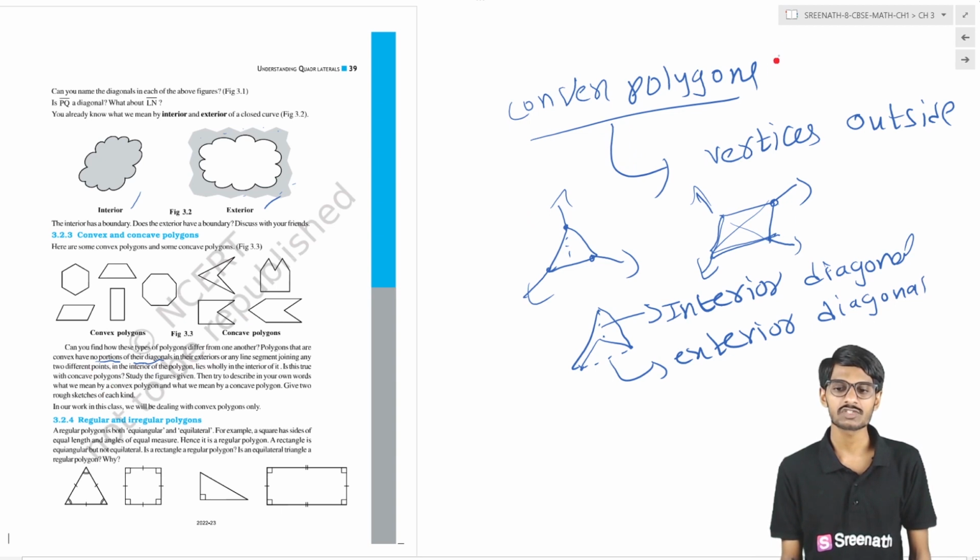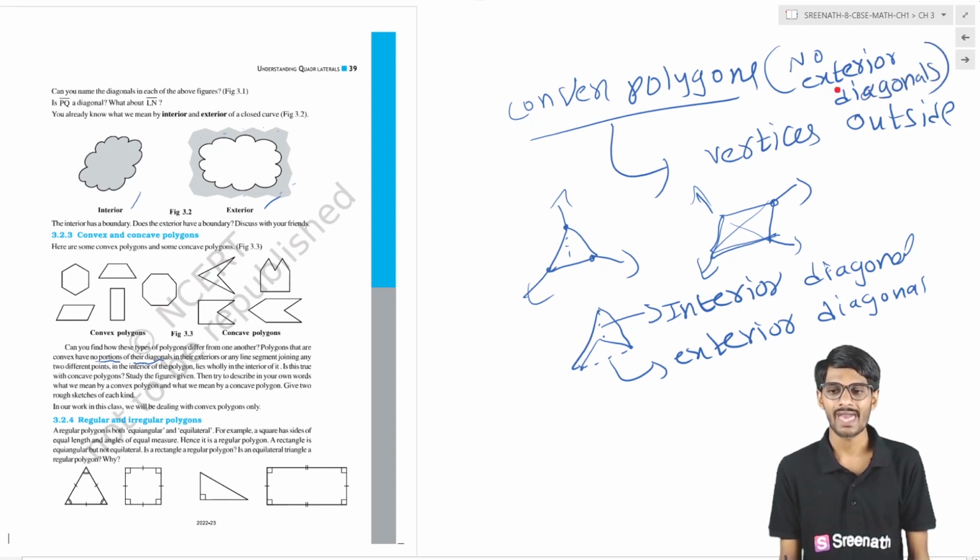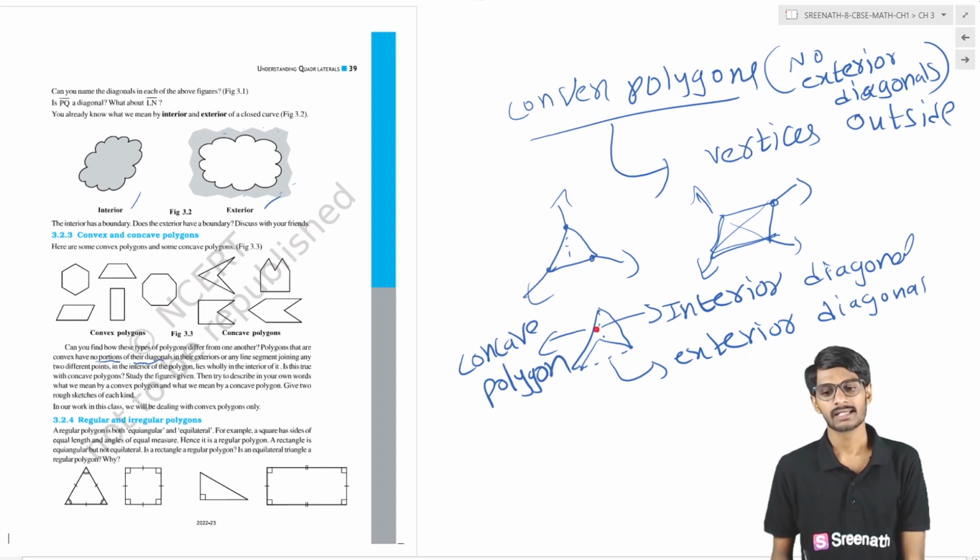So basically, what are convex polygons? Convex polygons do not have exterior diagonals. In the case of convex polygons, exterior diagonals are absent. There will be no exterior diagonals in convex polygons. But this one is a concave polygon. Why? There are interior diagonals and exterior diagonals also. But this is a convex polygon. Why? There are only interior diagonals, students.